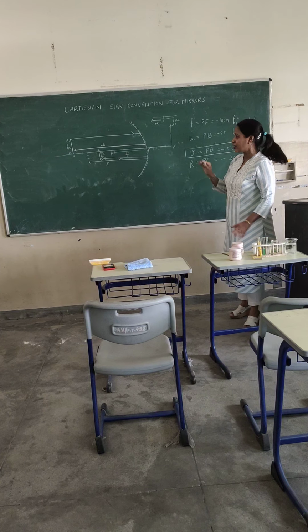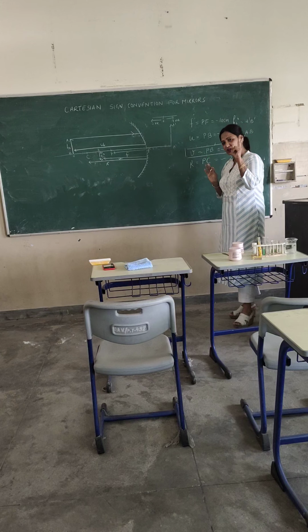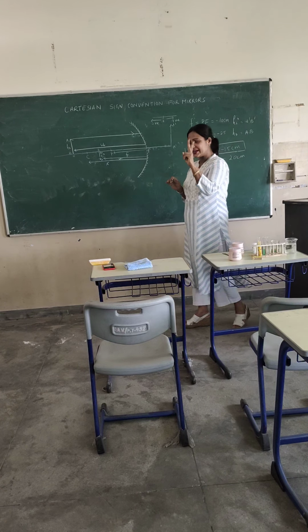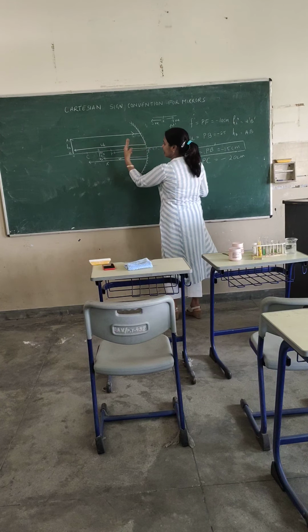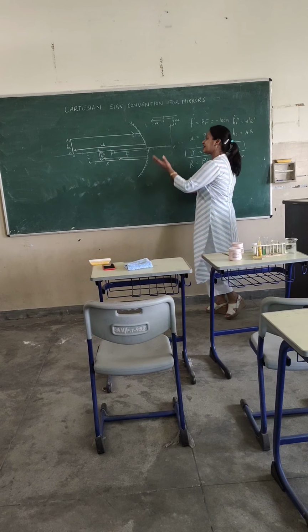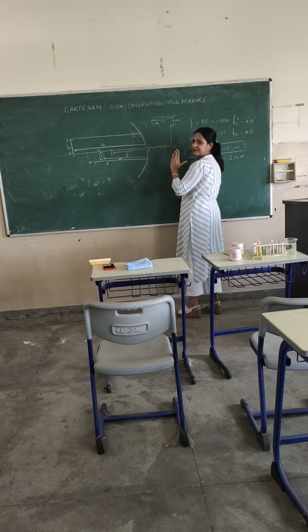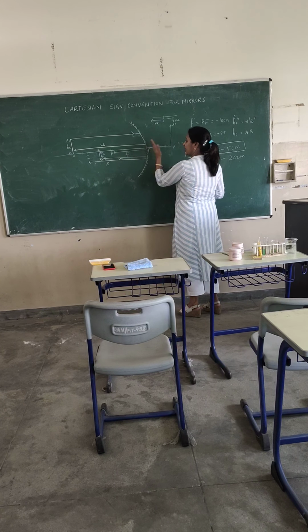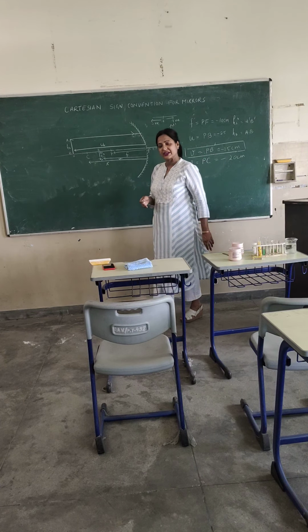Right? So I hope I made the second rule clear. The second rule says anything that we measure on the left hand side will be taken as negative. Left hand side of what? Left hand side of the mirror. And anything which is taken on the right hand side of the mirror will be taken as positive.